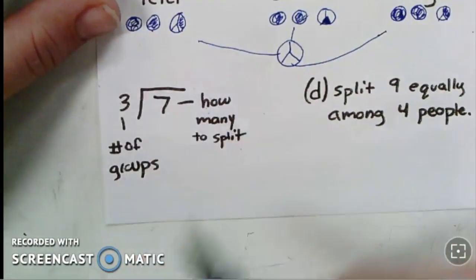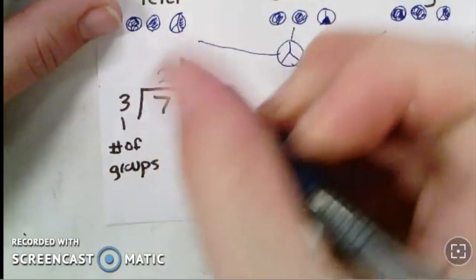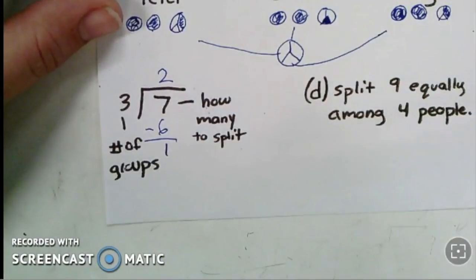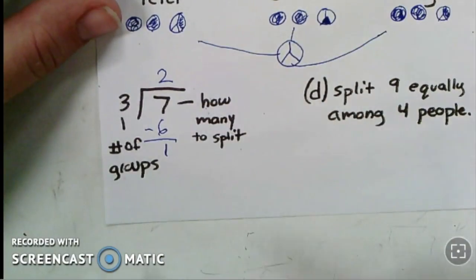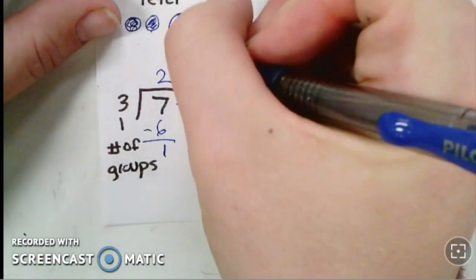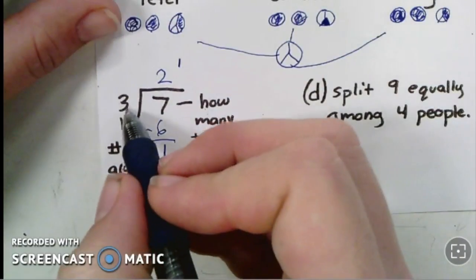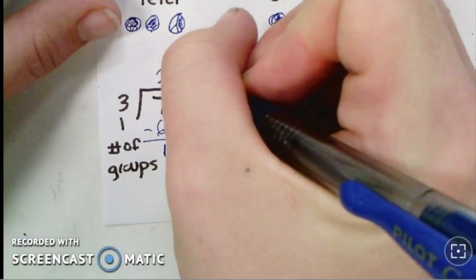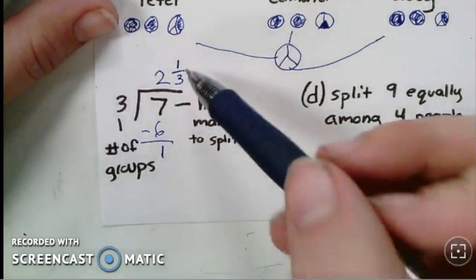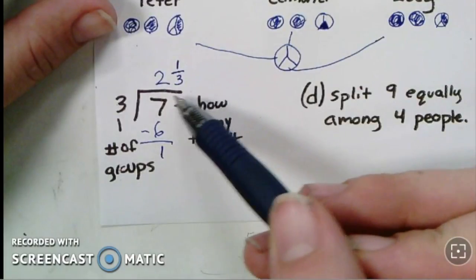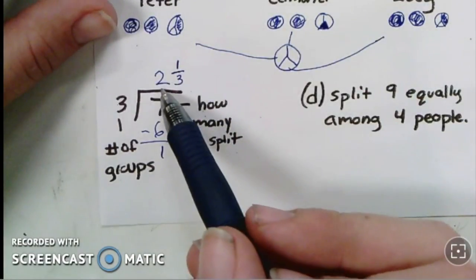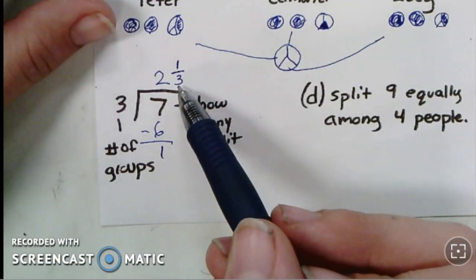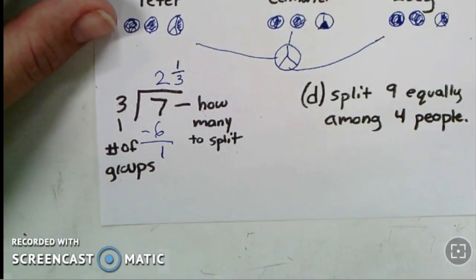So let's look at what this looks like. I'm going to say 3 goes into 7. How many times? 3 times 2 is 6. 7 minus 6 is 1. And since I have no more numbers to bring down, I have a remainder of 1. So I have 1 left over, and I'm going to put it over top whatever my divisor is. So now I end up with a mixed number as my answer. Each group got 2 whole ones, and then there was 1 left over, and we're going to split it among the 3 groups that we had. So we end up with a mixed number of 2 1/3.